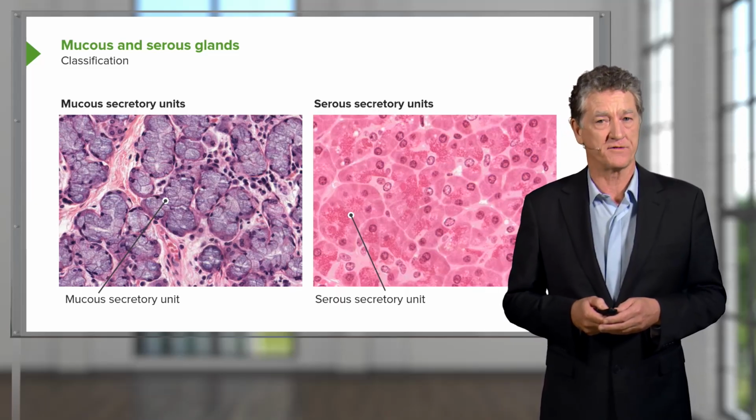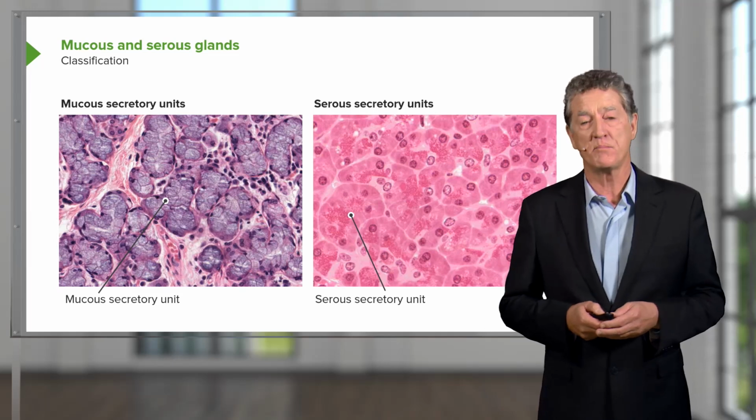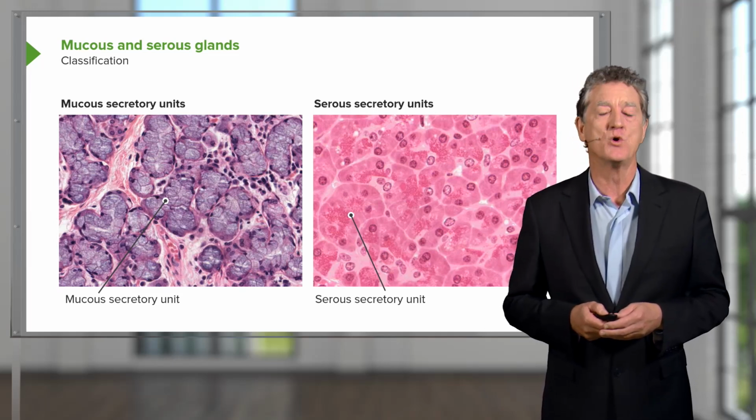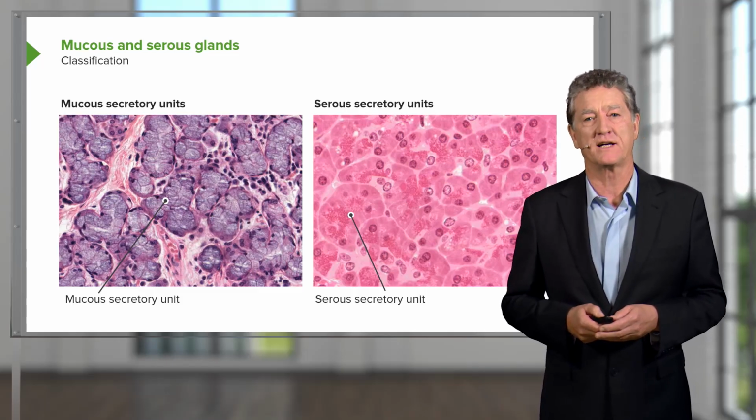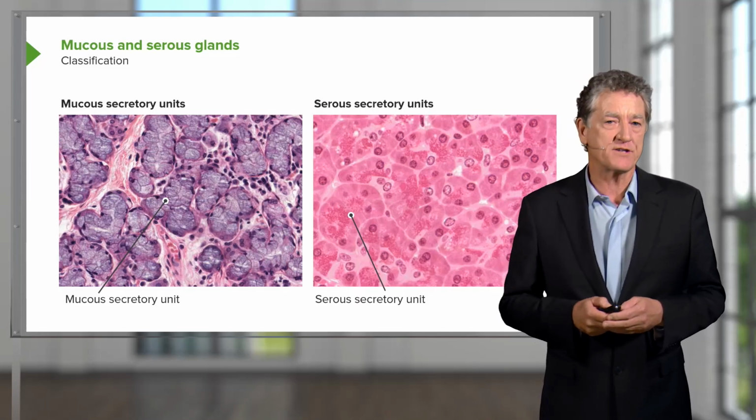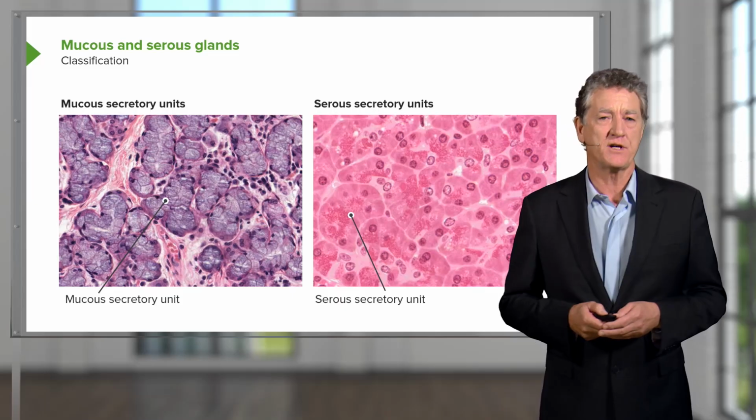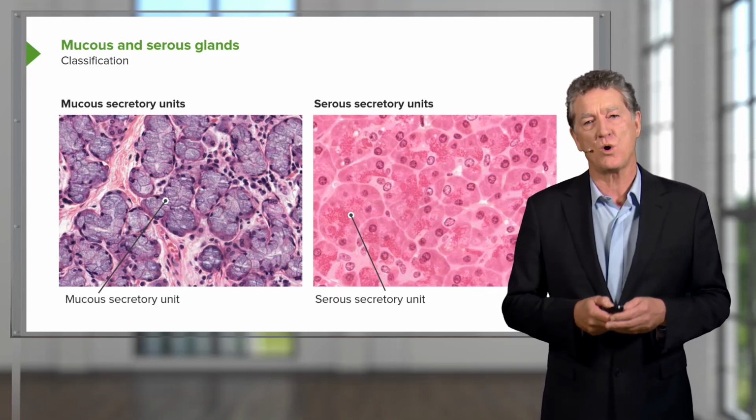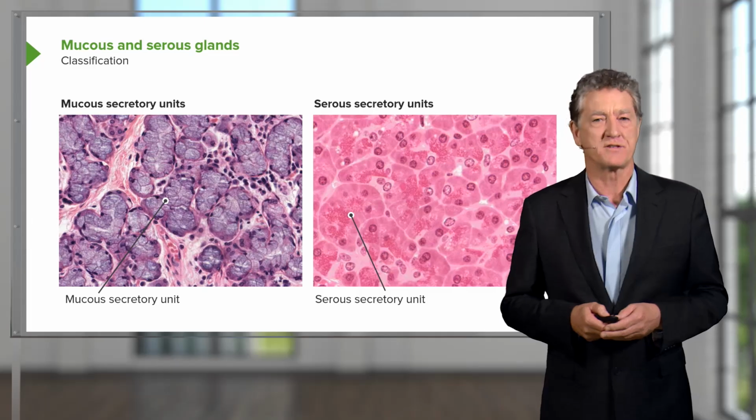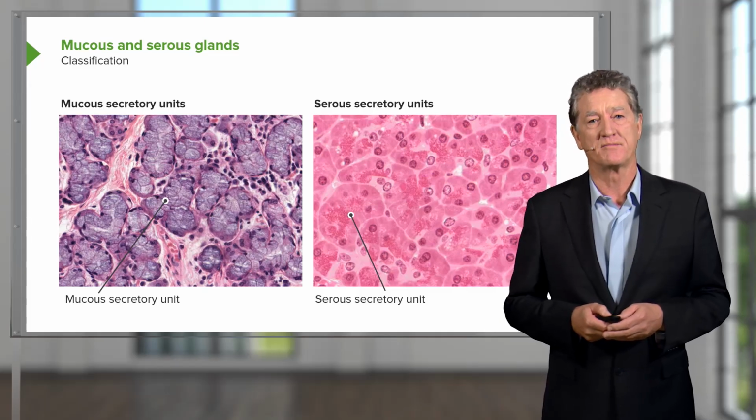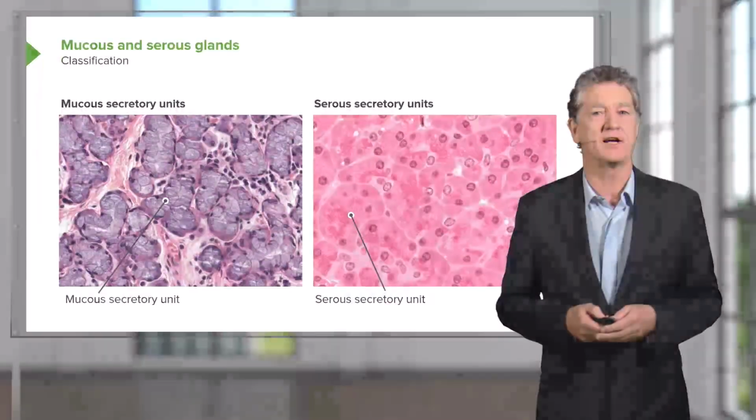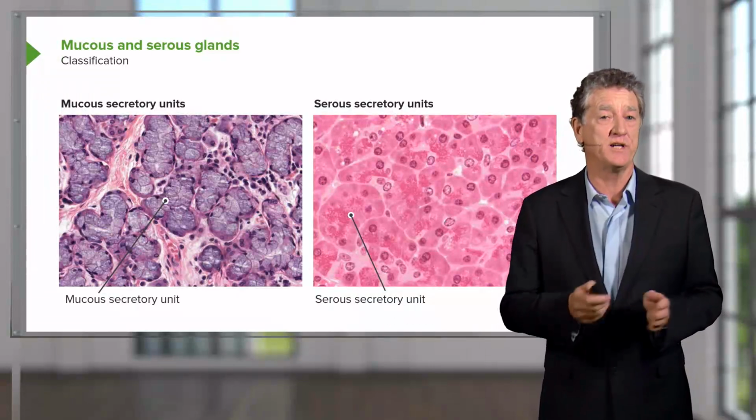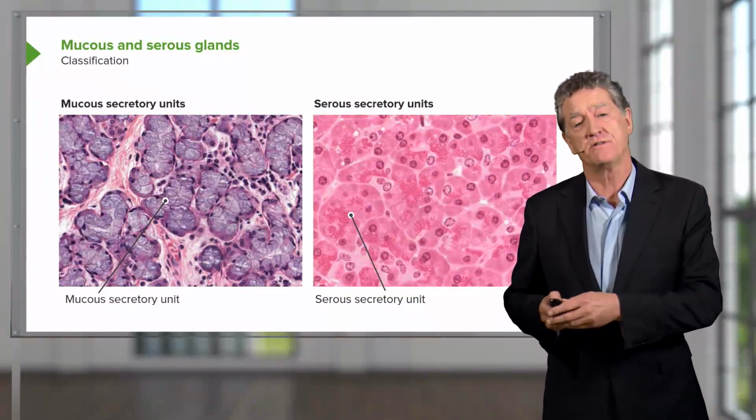Often you'll see the rest of the cell, the rest of the cytoplasm, basophilic, and this reflects the enormous protein factory inside the cell that's making the secretory product. Go back to the mucus-secreting unit. The cells there have nuclei that are squashed against the base of the cell, so they appear flattened. The serous-secreting cells have nice, rounded nuclei, and often that's a good indication or a good way to identify the difference between mucus-secreting cells and serous-secreting cells.